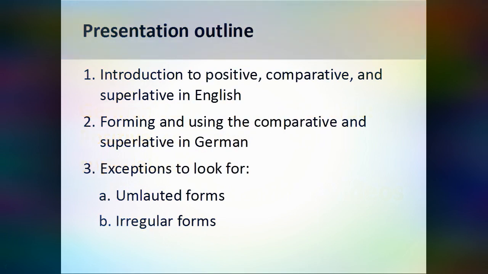The presentation will first look at the positive, comparative, and superlative forms in English in order to quickly develop background knowledge of the topic before moving over to an examination of these forms in German. Once we look at how these forms are normally constructed in German, we will examine some common exceptions involving umlauted and irregular forms. Let's get started.